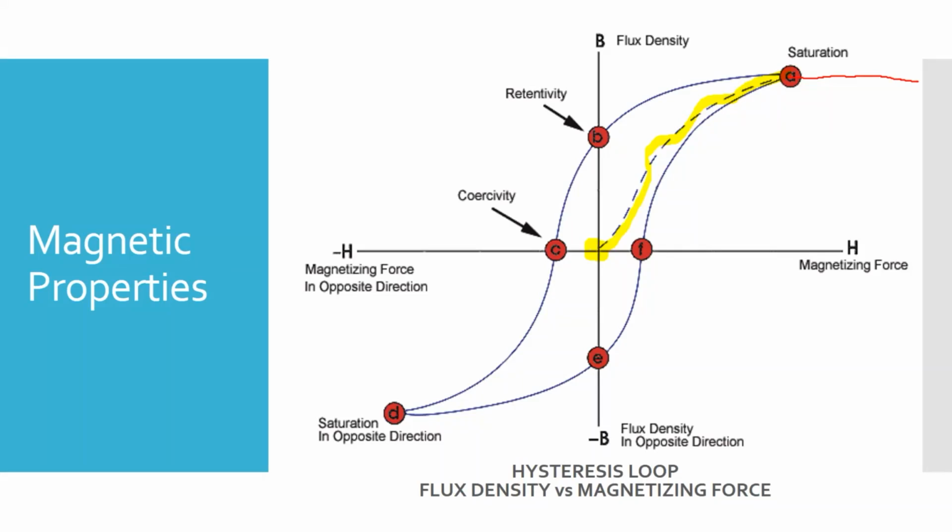Okay. Now our bench, and most benches, most systems like this, use alternating current. They use AC. Okay. So then what starts to happen? We've reached the saturation point. Now the magnetizing force flips, right? The direction flips.